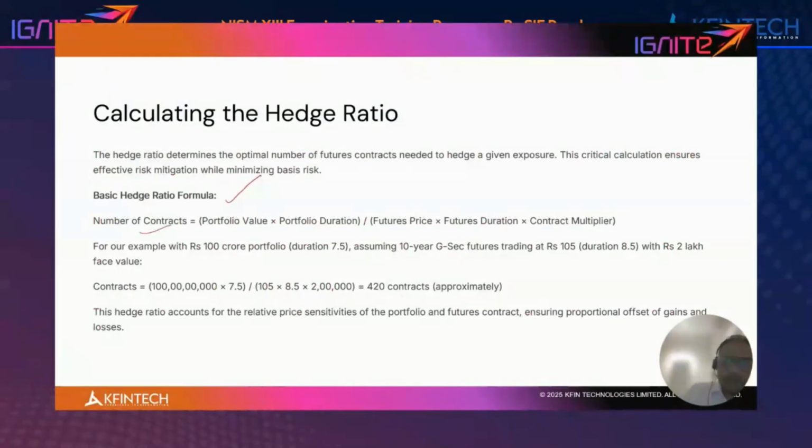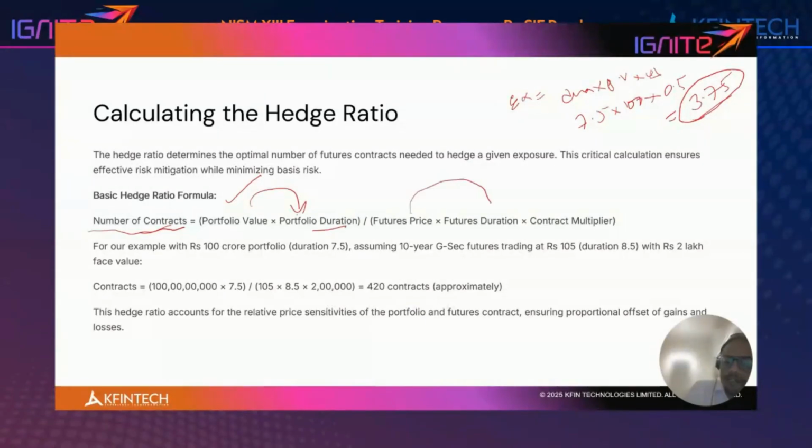For the number of contracts, in the previous slide we saw the expected loss. Expected loss is basically duration into portfolio value into expected change of rate. Duration was 7.5, portfolio value was 100 million, into expected rate change of 0.5%, that is 3.75 crores. Now to protect this 3.75 crores, how many futures contracts do I need to buy? This is the formula: portfolio value into duration divided by futures price into futures duration into contract multiplier. Contract multiplier is the lot size.